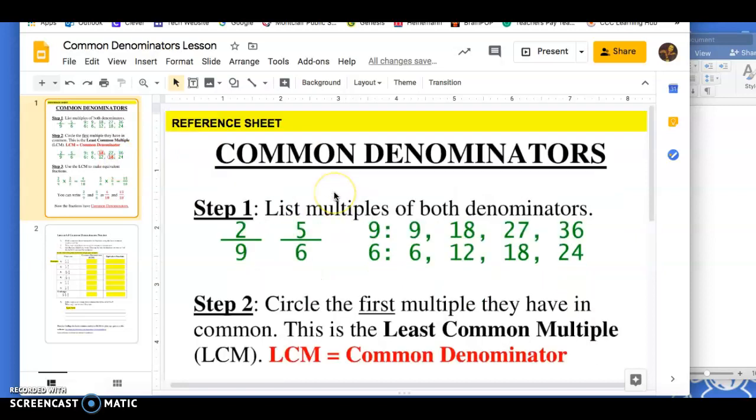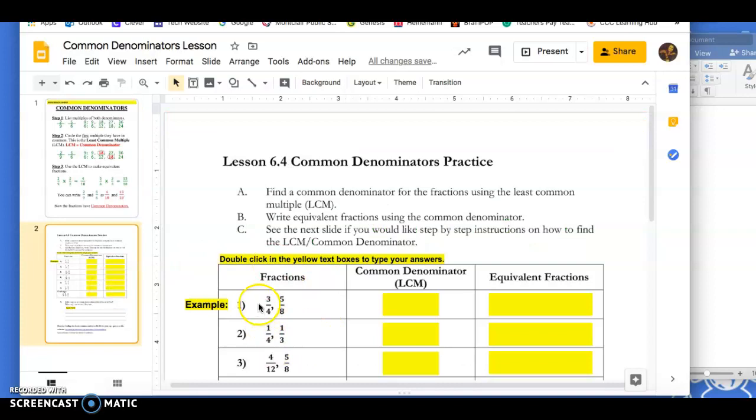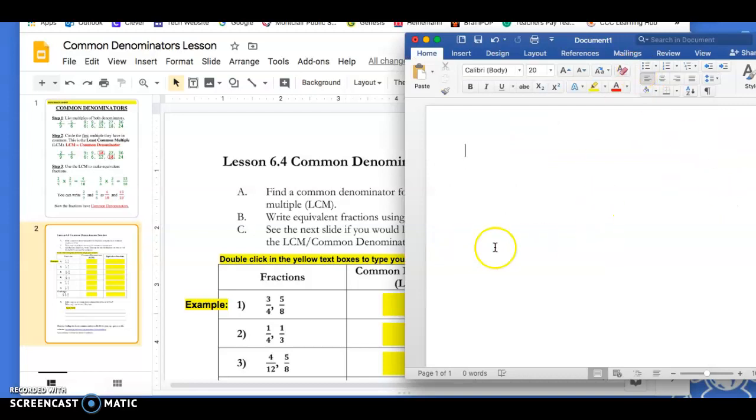My first step says list multiples of both denominators. Okay, I know I have fourths and eighths. So I'm going to make sure I have a Google Doc open so I can write down my information. And you can do this on a piece of paper, which is probably much easier. All right, so I have to list multiples for 4 and multiples for 8.